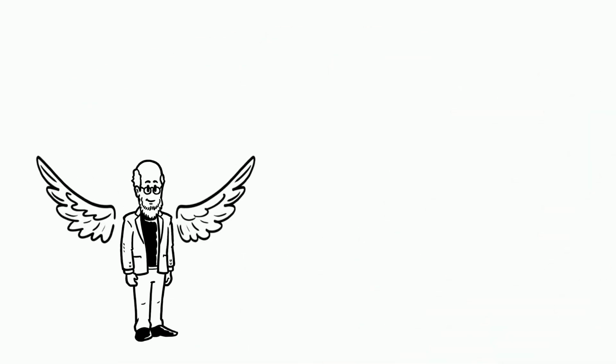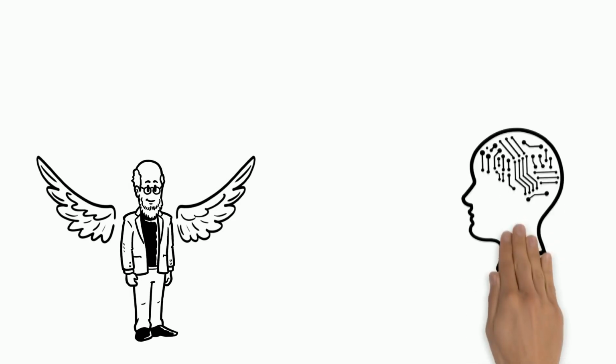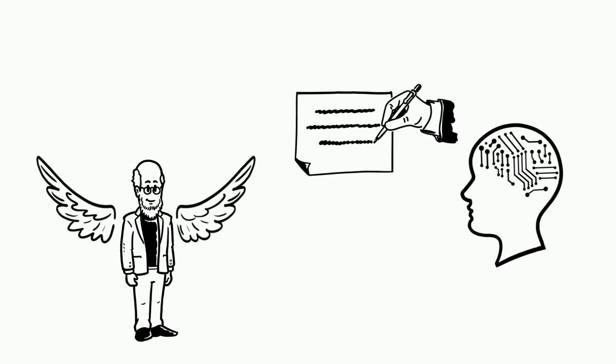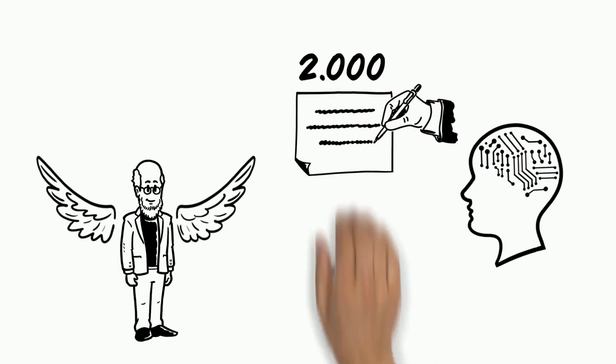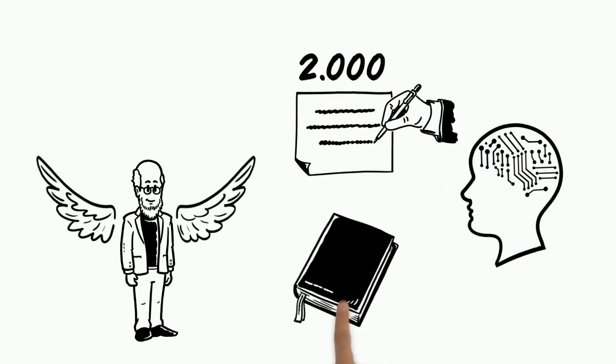This success spurred Professor Cope on to yet another work. He taught an AI to write haikus. He published the best results, altogether 2,000 pieces, in a book together with poems by human poets.